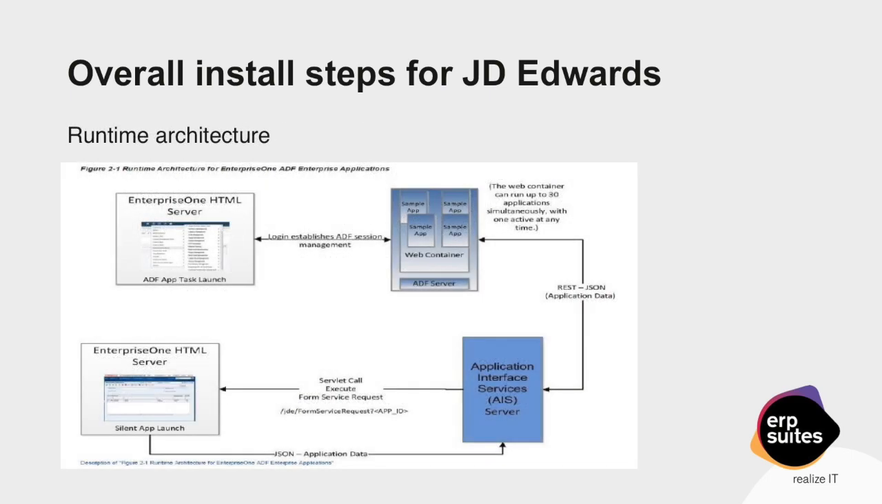But from a runtime architecture, down in the lower left there, that's our traditional Jazz server, HTML server. Anybody that does E1 has one of those. Then we add the AIS server there on the right. So it's making what's called, in this example, a form service request. It's loading up an application, P01012, says I'm doing Address Book, I need to get this version, this form, and I need these fields. That's what the AIS server is doing, and it's then using that as a front end to use REST and JSON.